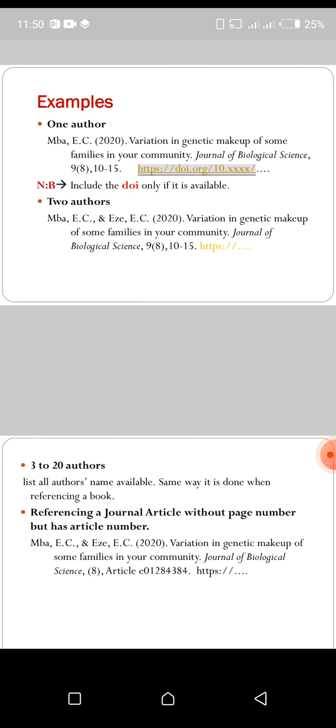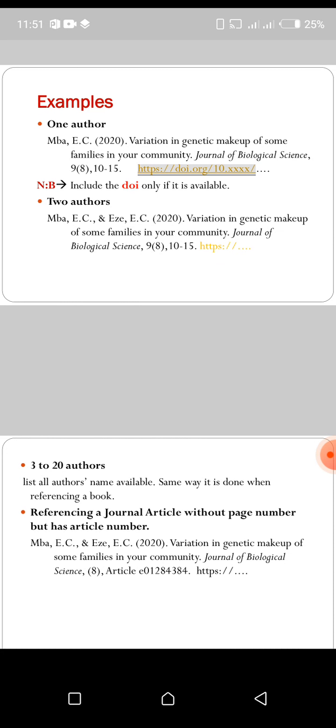HTTPS: you have the DOI.org and so on. The DOI must be included if it is available. For 2 authors, we have Mba EC and Eze EC, the year of publication 2020, and so on.